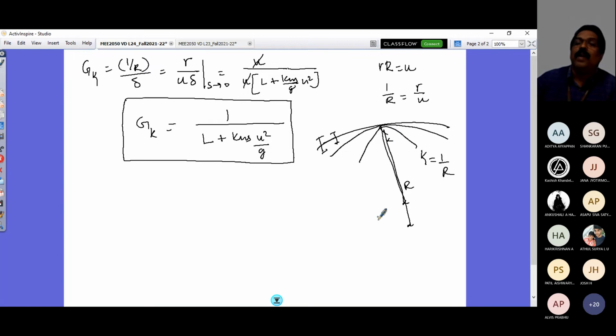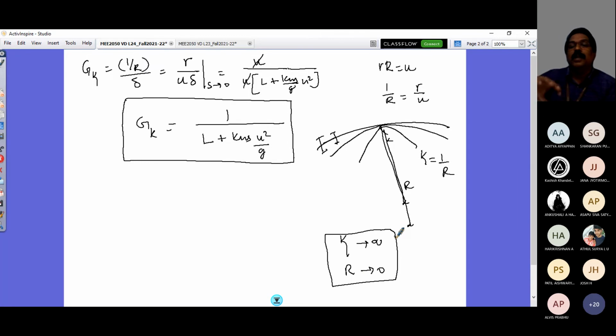What would happen if this goes like that? When the curvature becomes infinity, the radius becomes zero. So kappa tends to infinity, which means the radius tends to zero. That is a condition. When the radius tends to zero, the turning radius is zero, which coincides with the CG of your vehicle, and then the vehicle instead of taking a turn would start spinning, and that is an unstable state of your vehicle.